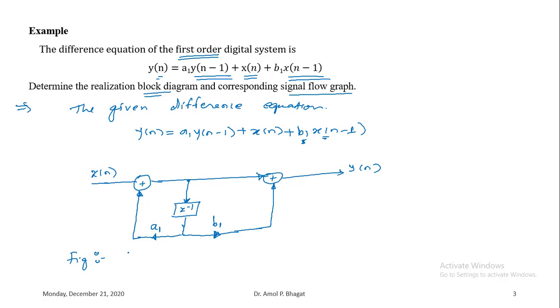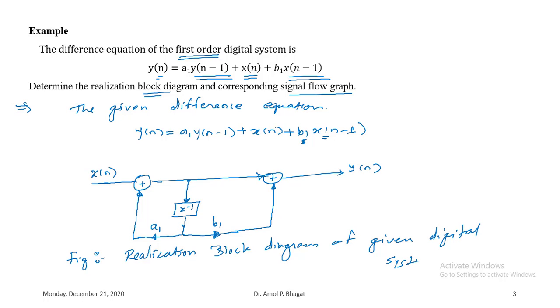So this is the realization block diagram of the given digital system. Now let's try to obtain its signal flow graph in this case.